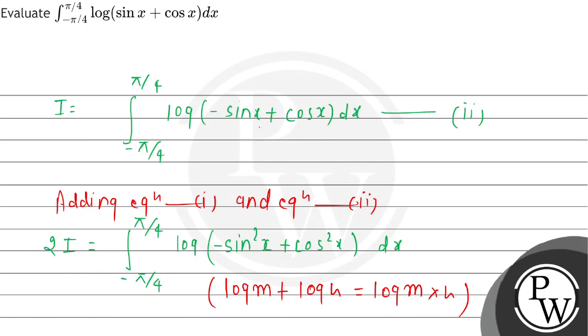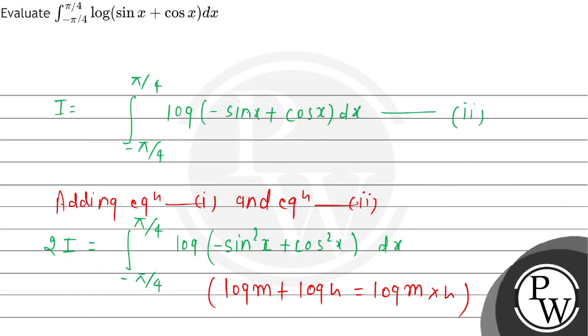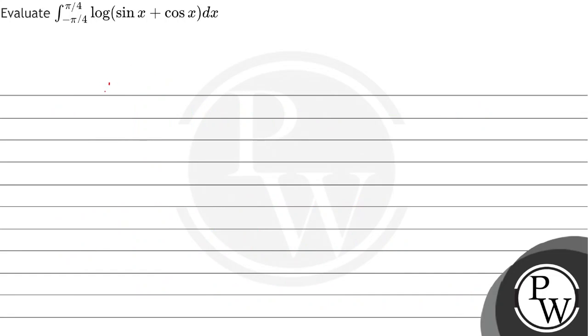So once we added equation 1 and equation 2, we have found the log of sin x plus cos x plus log of minus sin x plus cos x. It means these functions we have found, and now after multiplication we have found this equation. So now we'll solve this. Here we can apply the trigonometric formula: cos square x minus sin square x can be written as cos 2x.